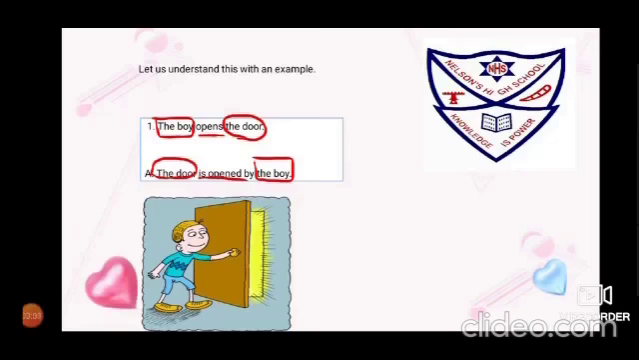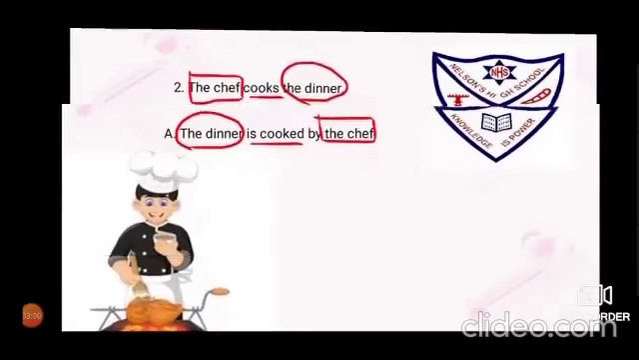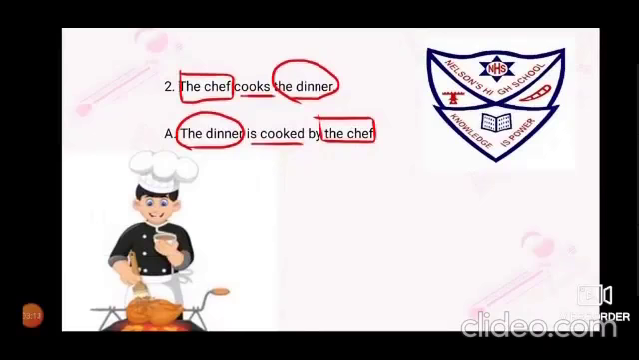Let us get the next example. The chef cooks the dinner. The same thing will go through with those 3 terms. The chef being the subject, the chef is performing the action. Which action is he performing? Cooking. So cooks is the verb. What is he doing and who is receiving the action? That is the dinner. So you have to box the subject, underline the verb, circle the object.